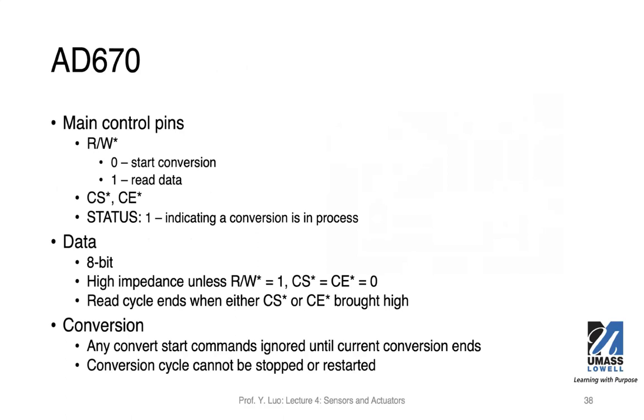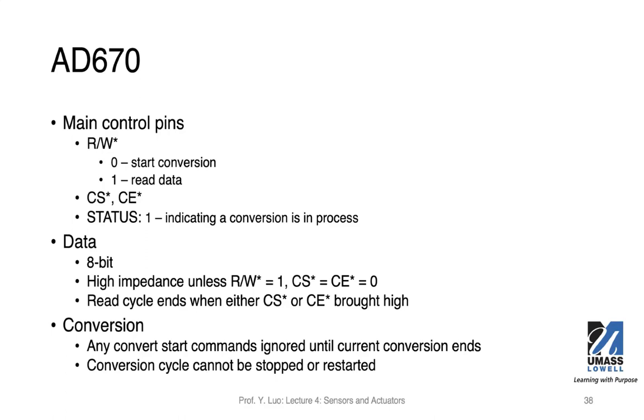Some of the main control pins beside the power and ground: we have a control bit R/W*W#. It's the signal to start the conversion or read data. And we have chip select, chip enable, and the status bit indicating a conversion is in progress. We have 8-bit data. The 8-bit data output will be high impedance unless it's a reading, and also chip select and chip enable are active. And the read cycle ends when either of those goes high.